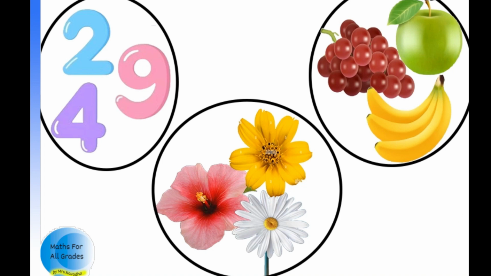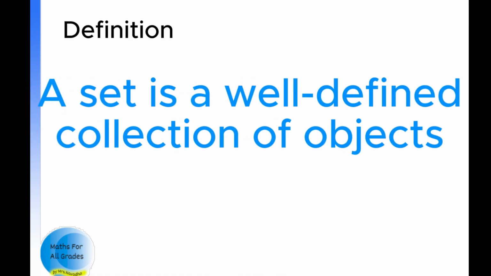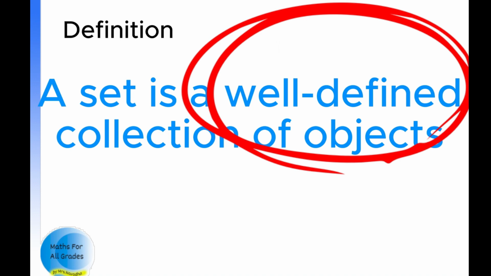Just now you learned that a set represents a collection of objects. So basically a set means a group of collection. Now let's define a set properly. A set is a well-defined collection of objects. Well, what does well-defined mean? It is a very important term.